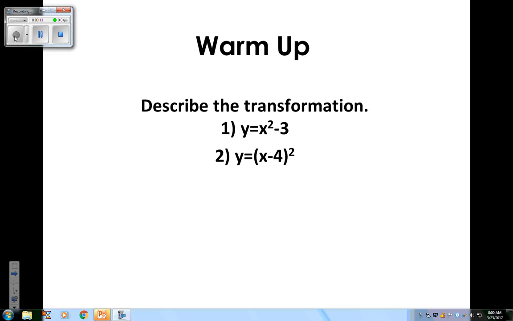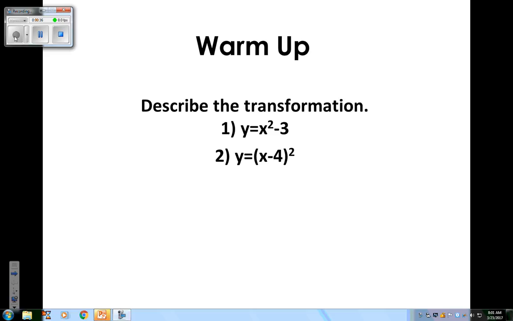So this is kind of a review on transformations. What is this x squared minus 3 telling us to do with the graph? Tommy? Go down 3. All right, what does number 2 tell you to do? Tommy? 4 to the right. Okay, remember whenever it's inside, when it's part of the power, you go the opposite.